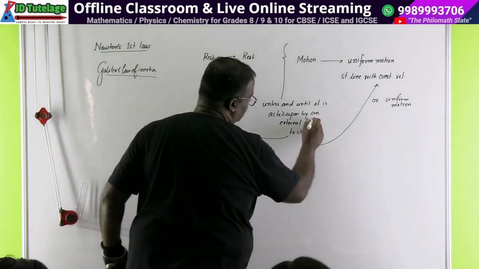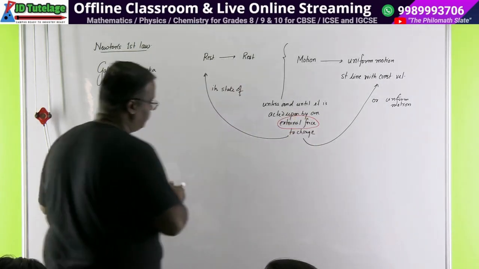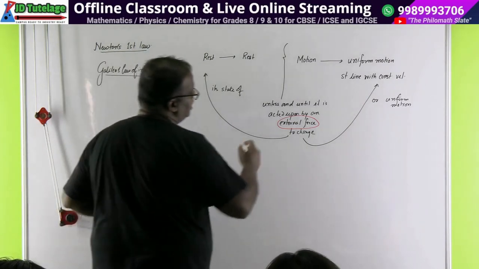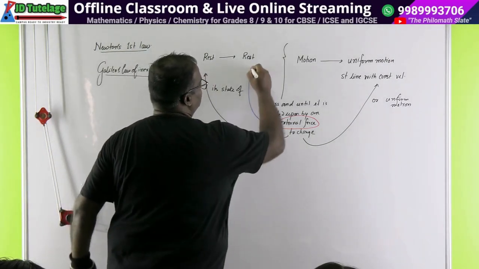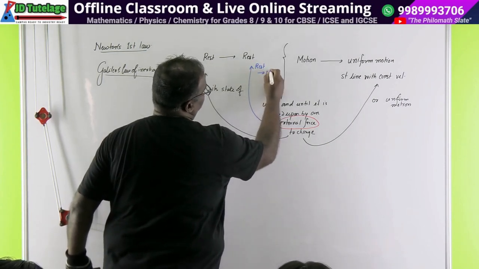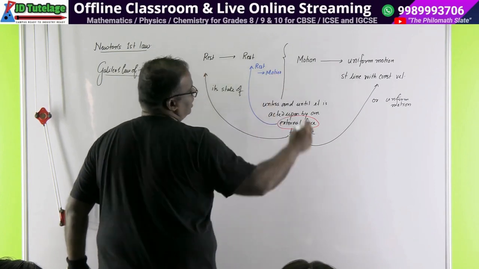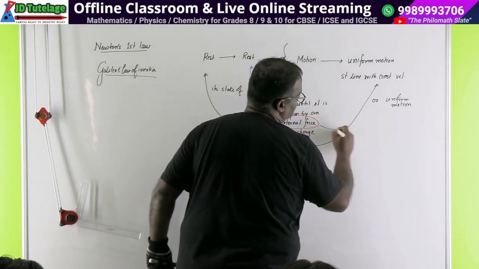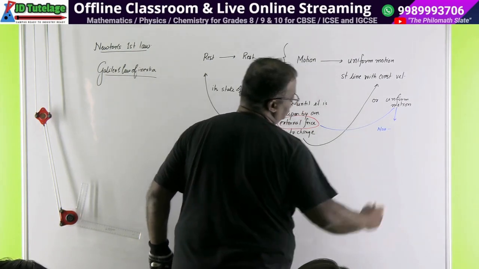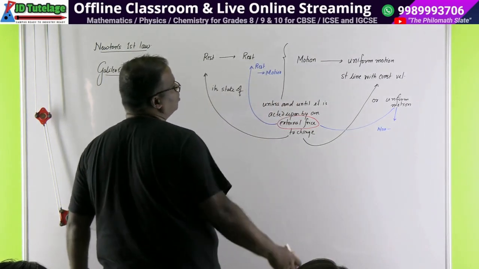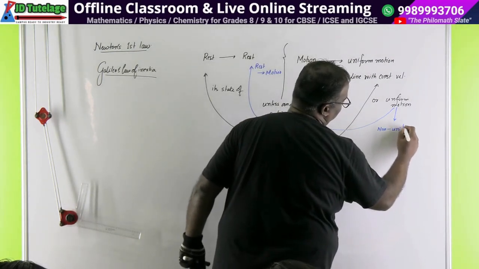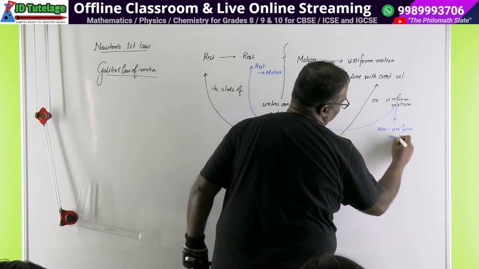The most important thing is the word external force. This fellow is actually either the influencer or the culprit, as you may like to call it. The external force is something which is either bringing a body from rest to motion, or it is changing uniform motion to, not to rest. Why rest? You are going in uniform motion, you may slow down. Non-uniform motion to uniform motion, or uniform motion to non-uniform motion. Clear?